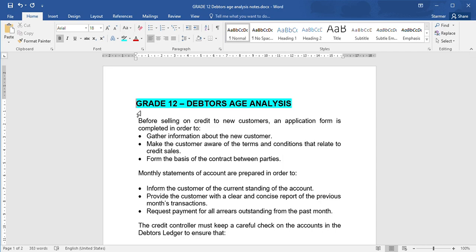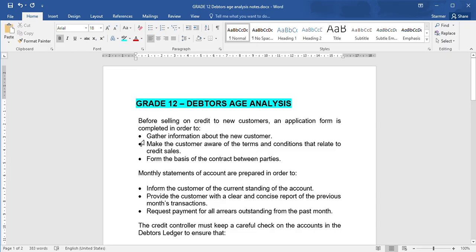Today I'm going to do a video on debtors age analysis. Just before I start with the age analysis, there are a couple of other things you need to be aware of when dealing with debtors. First of all, you can't just sell on credit to anybody. So you need to actually get each debtor to complete an application form so that you can determine certain things.